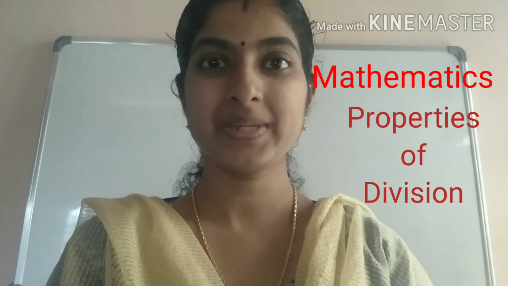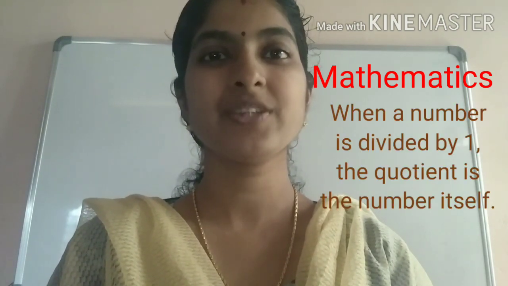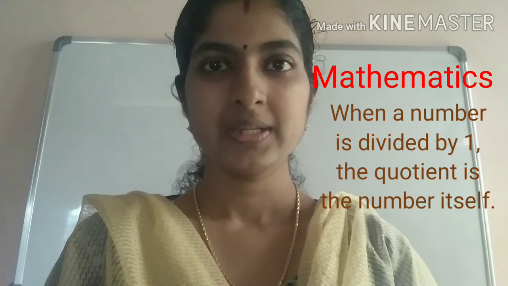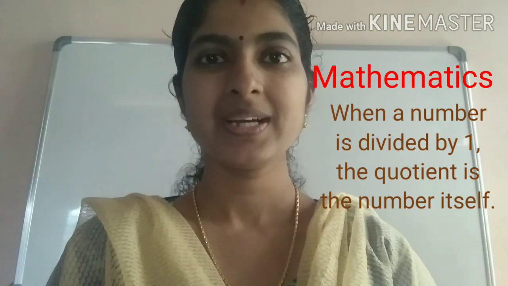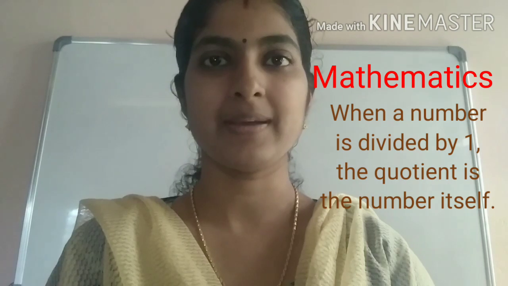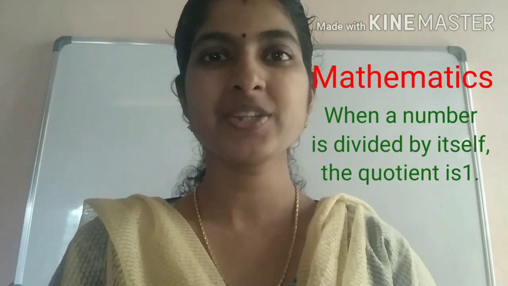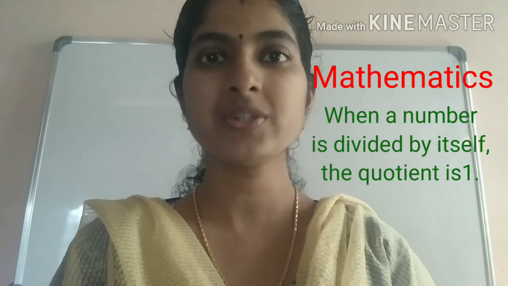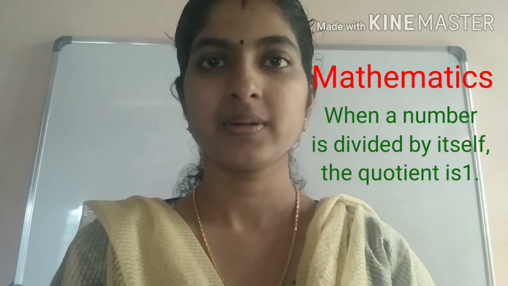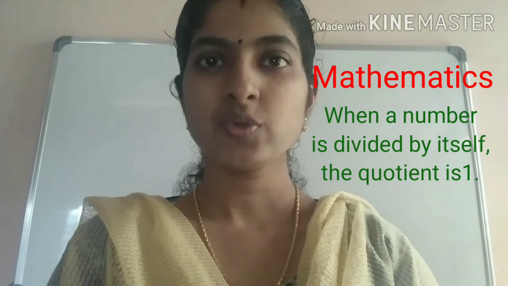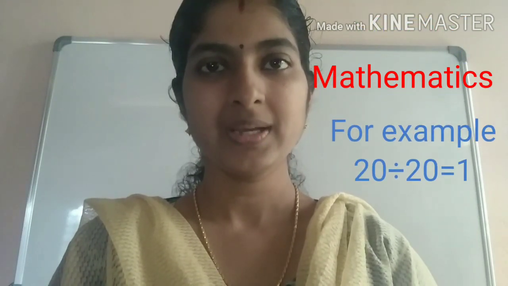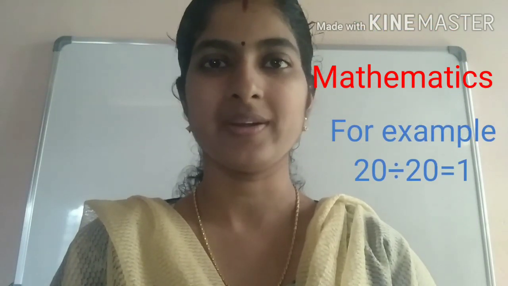Yes, the first property is when a number is divided by 1, the quotient is the number itself. For example, 18 divided by 1, answer is 18. Then, second property is when a number is divided by itself, the quotient is 1. For example, 20 divided by 20, the answer is 1.